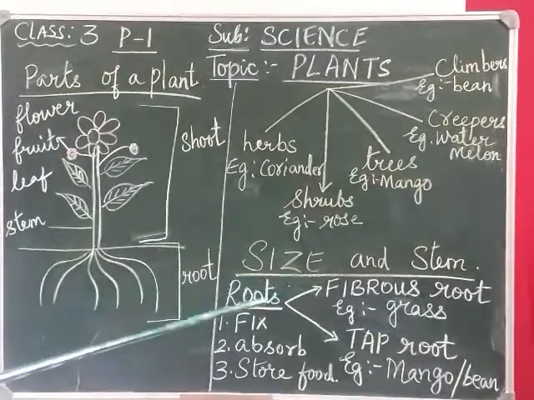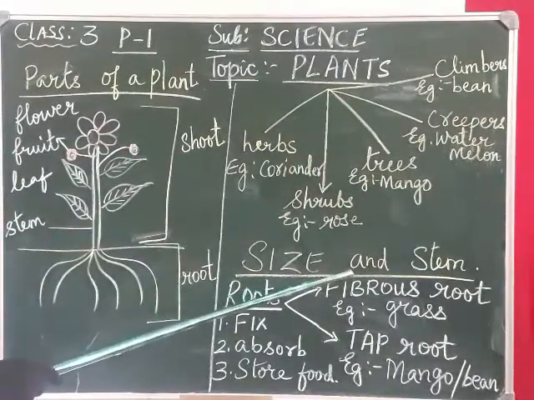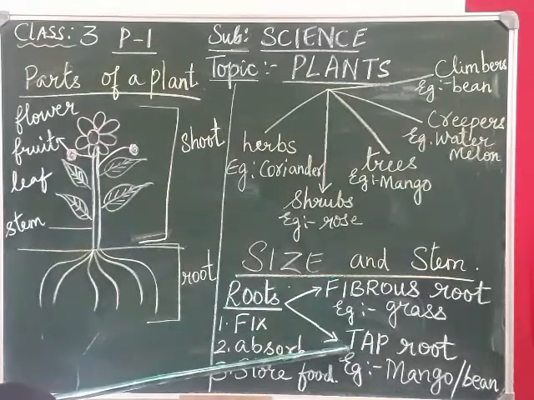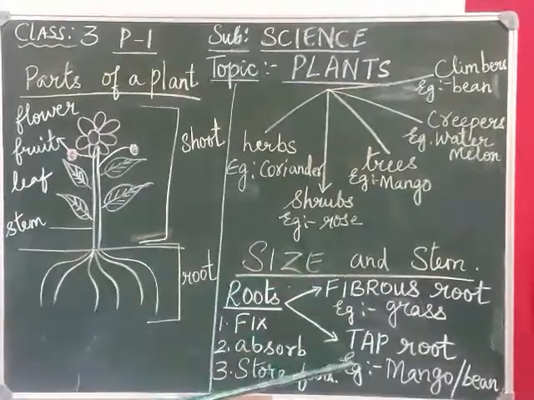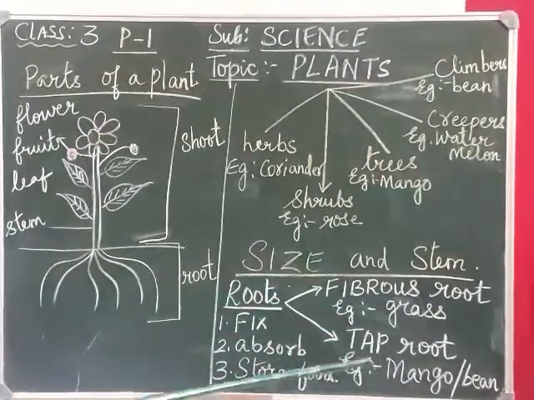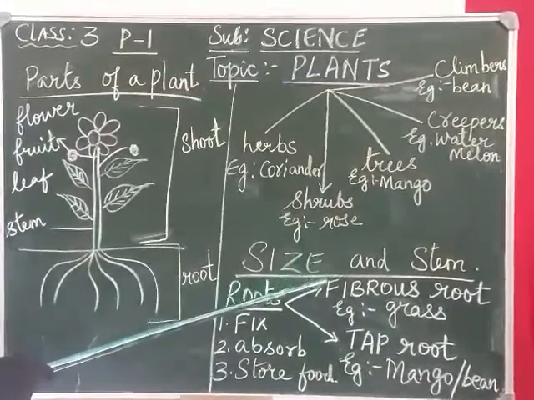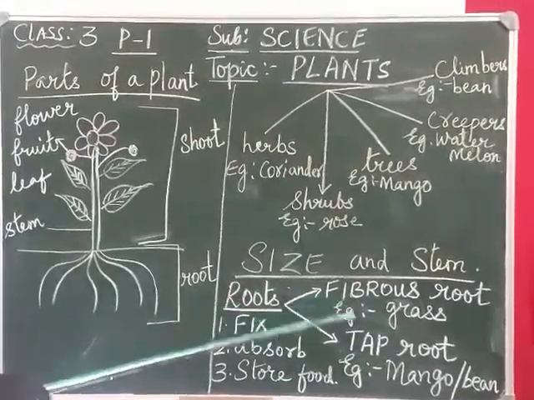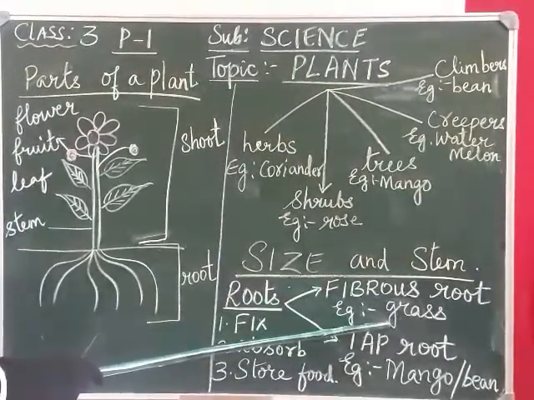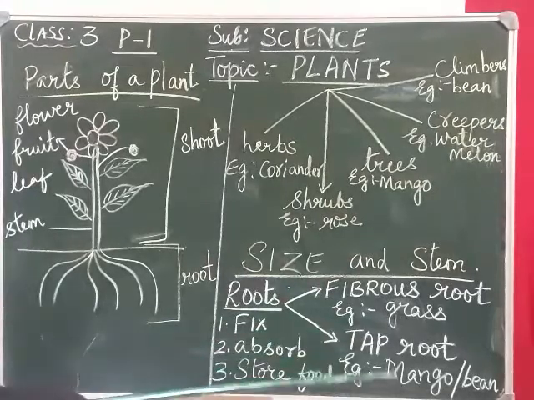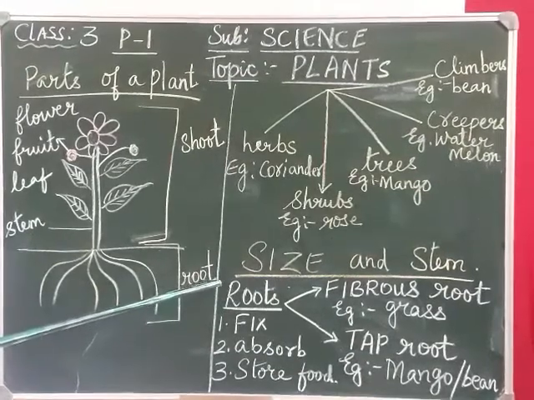So you have learned today that roots are of two types, fibrous root and taproot. Taproot has one main root and from there the other roots grow. And fibrous roots are hair-like, and from the stem many hair-like structures come out. Example for fibrous root is grass. Example for taproot, mango. Now we will learn what are the functions of a root.